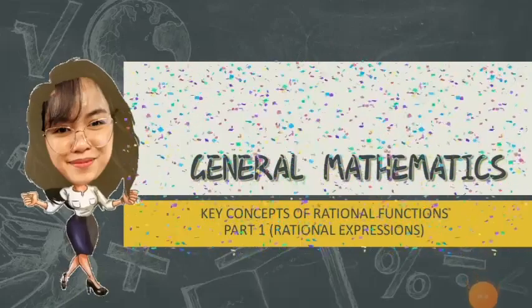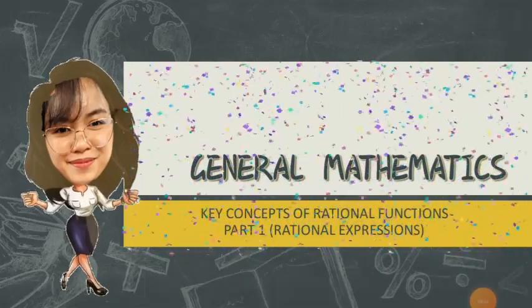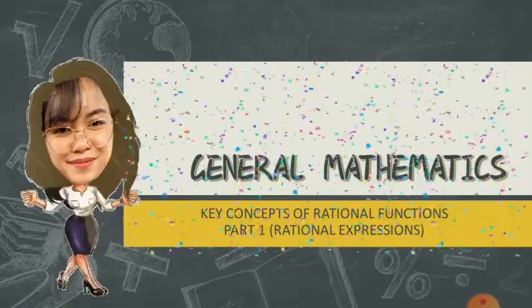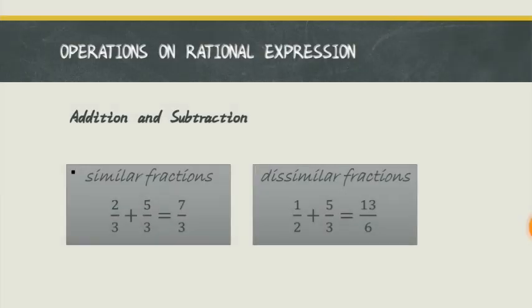Okay, let's continue our discussion about operations on rational expressions. Let's proceed with addition and subtraction of rational expressions. In addition and subtraction, we consider two types of fractions: similar and dissimilar fractions. What is the difference between the two? Similar fractions have the same denominator, and if they do not, they are called dissimilar fractions.